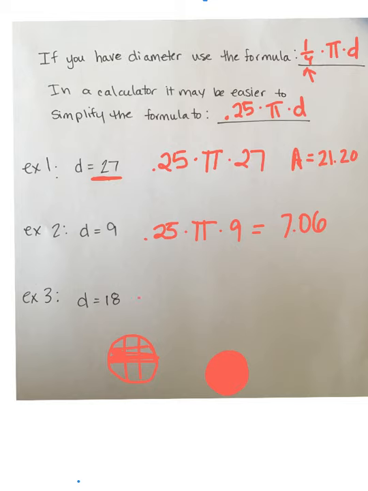All right, last example, 0.25 times pi times 18 in this one. And the answer for that one you should get is 14.13. So your homework today, you're either going to have radius or diameter. Just make sure that you're using the right formula. And all you do is just plug and chug those numbers.